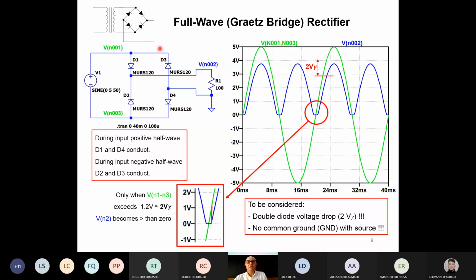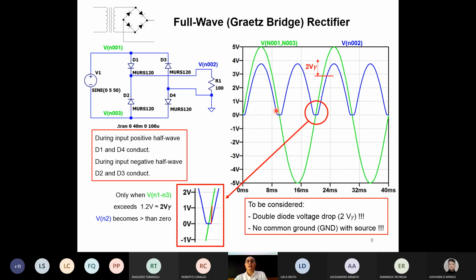That's the reason why, if I want to know the voltage across the generator, I have to take the difference between node 1 and node 3. In terms of simulators, you just write V node 1, node 3. This means node 1 minus node 3. Okay, now I see the voltage coming from the generator, that means the secondary of the transformer, and that goes up to 5 and down to minus 5.